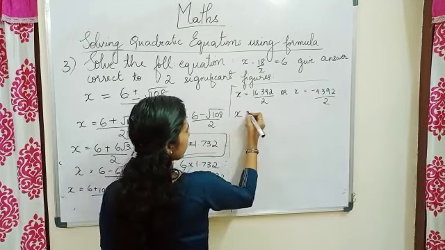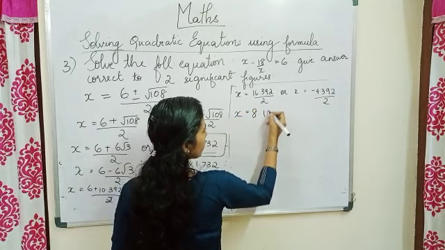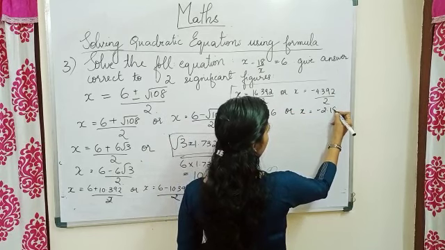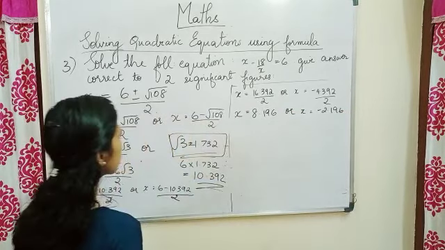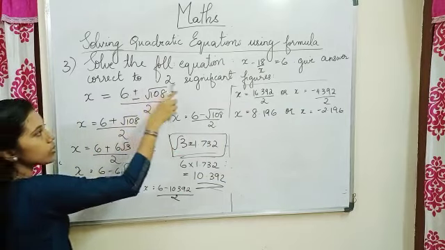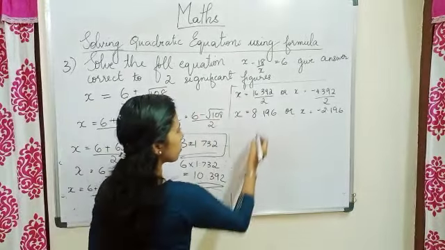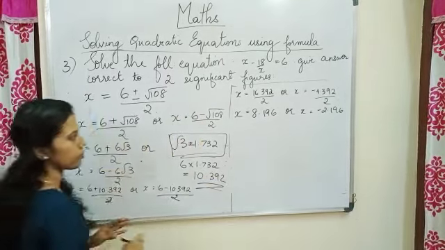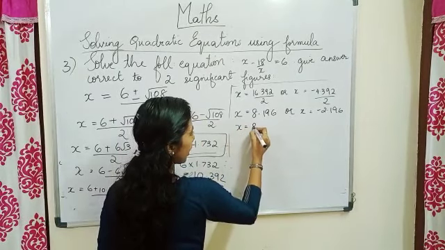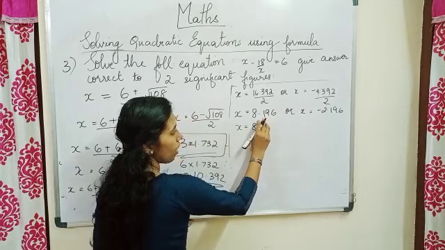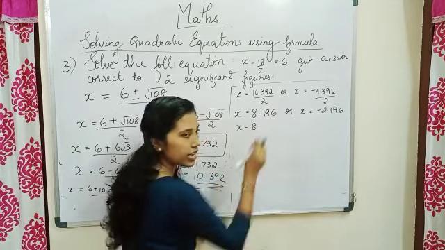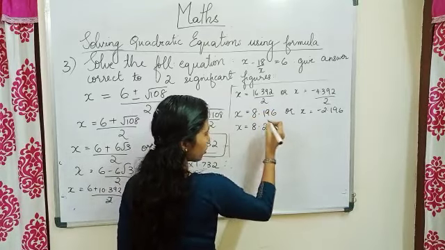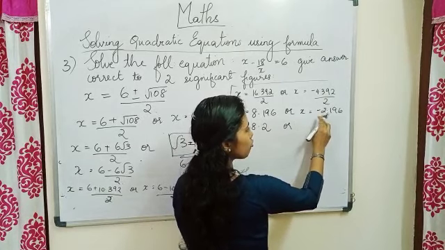And on dividing we get x is equal to 8.196, or x is equal to minus 2.196. In the question it is given that we have to give the answer correct to two significant figures. That is, including the numbers before the point and after the point, we should have only two numbers. So x is equal to 8 point, here it is 19. On rounding off, 9 is greater than 5, so we have to add one to the neighboring number. So it becomes 8.2.